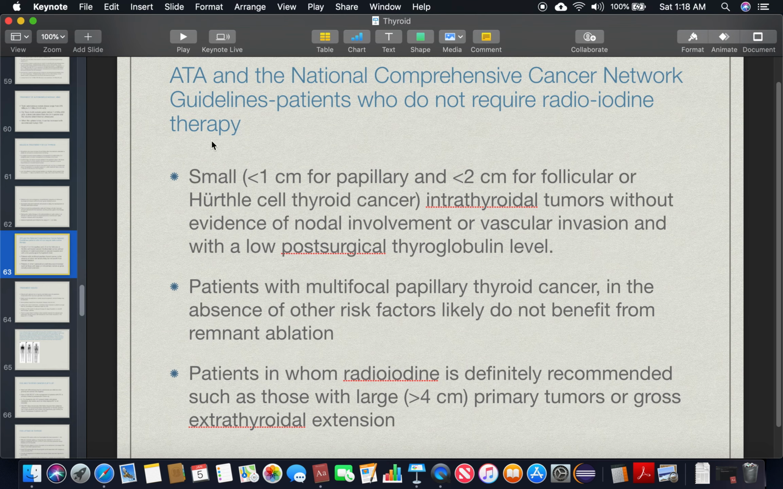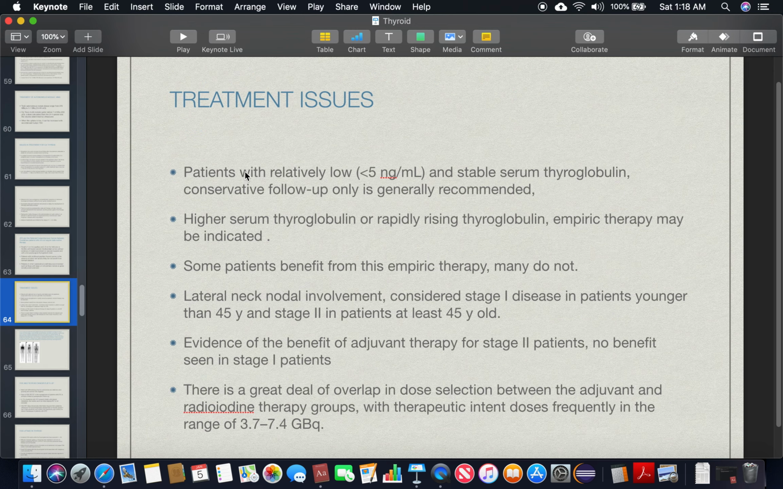So at least in these cases we are very clear cut that they do not require radioactive iodine, and this group of patients more than 4 centimeter does require radioactive iodine treatment. So anybody with low and stable serum thyroglobulin, you can follow on a conservative basis. If there is high serum thyroglobulin or if it is rising, then an empiric therapy may be indicated. Some patients benefit from this therapy, some do not. And obviously, there is controversy in this regard.